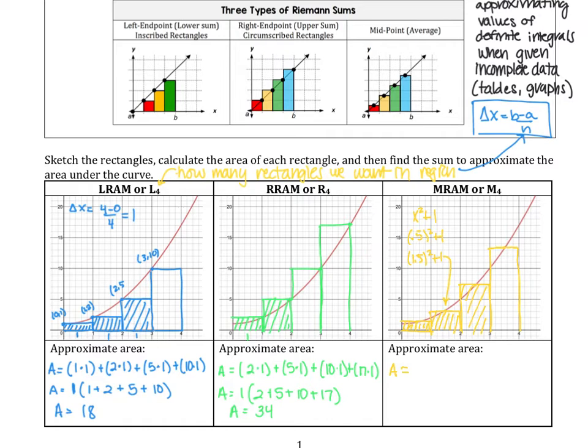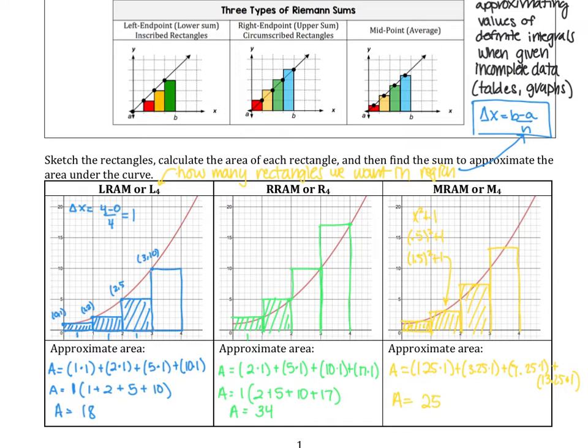So doing that, take a second and do that, and you should get 1.25 times 1 plus 3.25 times 1 plus 7.25 times 1. Ran out of room. Plus 13.25 times 1. So then my area here would be 25. Notice that's a lot closer to the actual area that we found using definite integrals than either the left or the right hand.